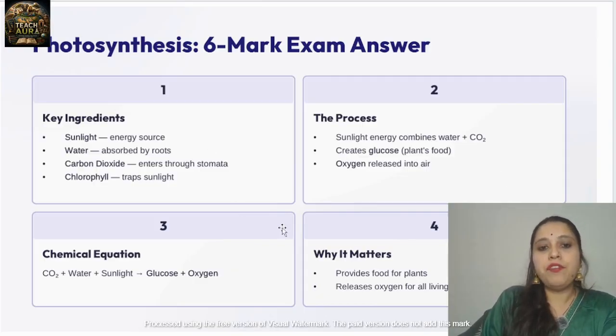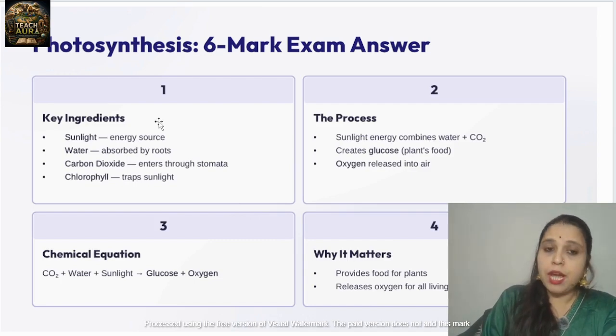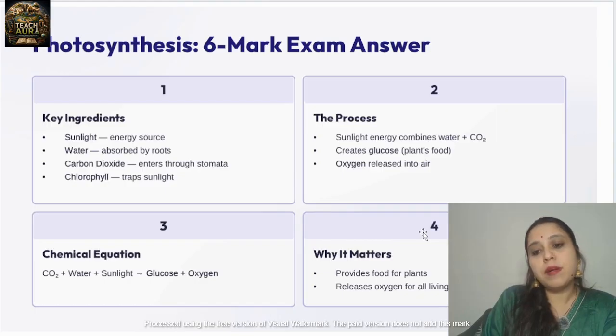So you can write first the ingredients, like what is important to carry out photosynthesis, and then the process and the chemical equation and why photosynthesis is important. So this you can write in point-wise form, or if you want to write it in a different way, you can write it in this way. Your teacher will definitely give marks, but read the question properly and see what is asked.